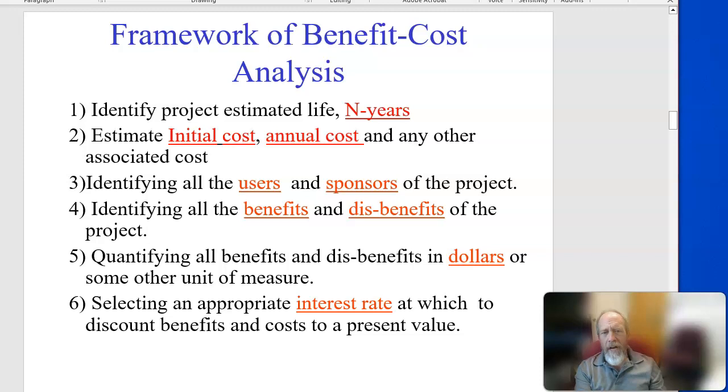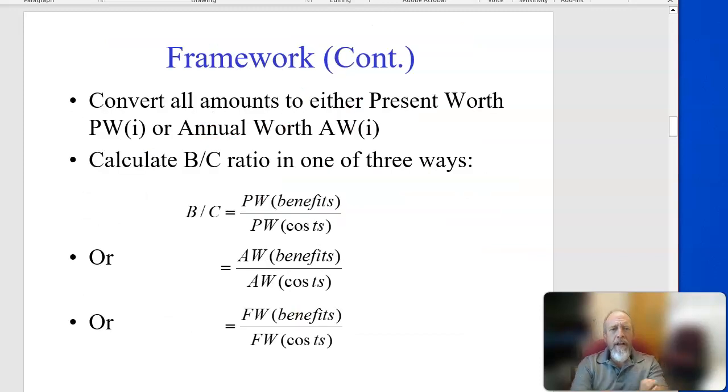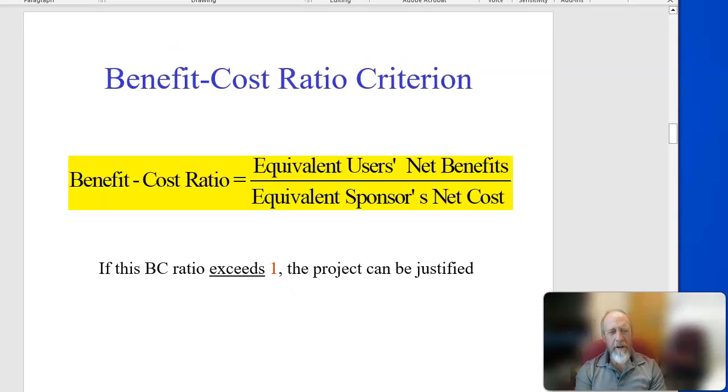So then once we've got all these things written down, identified, we know what they are, we can now say, okay, what is the benefit to cost ratio? Well, it's the present worth of the benefits over the present worth of the costs. Well, we can also use AW, annualized. We can also use FW, future, because reality is, it doesn't matter. They should all come out the same. Present is probably the way we're going to go.